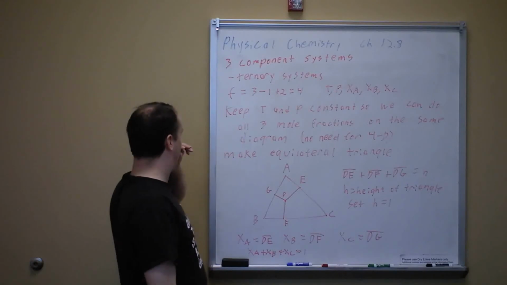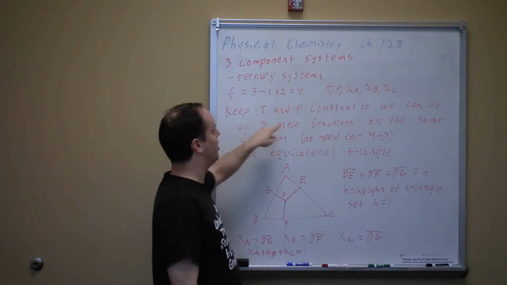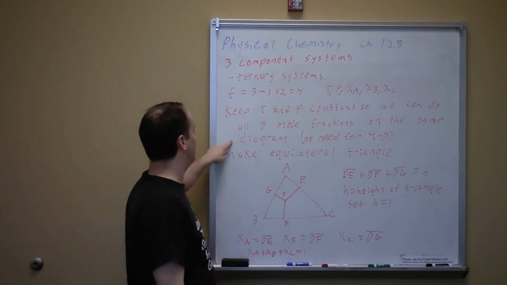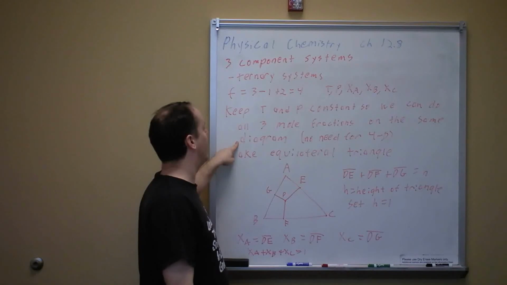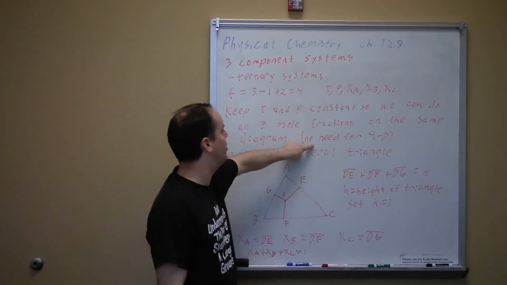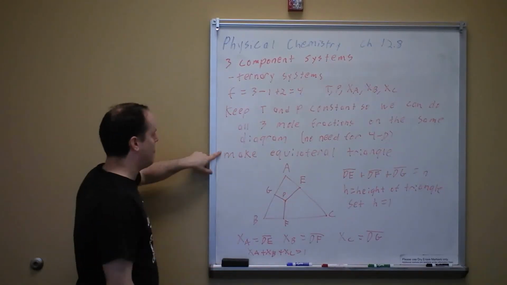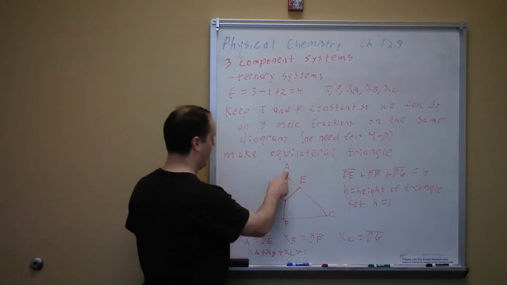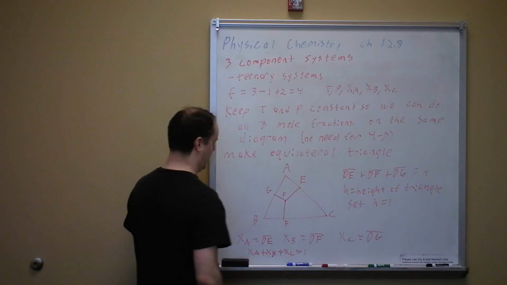So what we're going to do is keep temperature and pressure constant so that we can do all 3 of these mole fractions, which would be 2 degrees of freedom left, on one diagram, a 2-dimensional diagram. Otherwise, we'd have to graph it in 4 dimensions. So what we're going to do is make an equilateral triangle. Let's say we have substance A, B, and C.